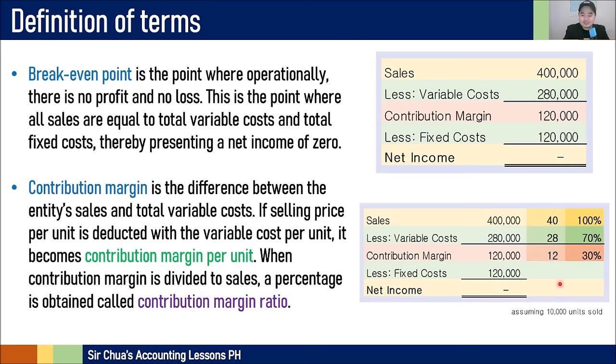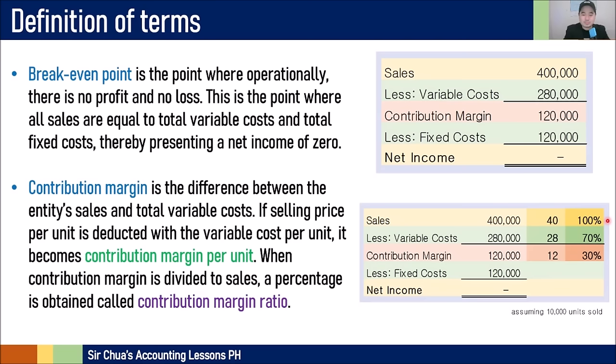Yun din po yun. Now, another concept that you need to know, when contribution margin is divided naman to sales, a percentage is obtained called the contribution margin ratio. So if you divide 12 by 40, that is 30%. That is your contribution margin ratio. Similarly, 28 divided by 40, that is 70%. Yan naman po yung variable cost ratio. And syempre, your sales is represented by 100%.